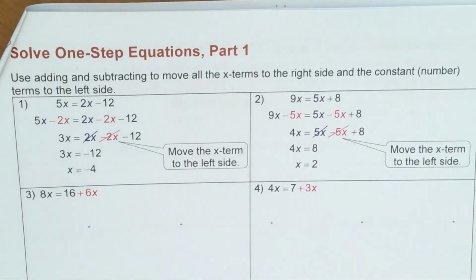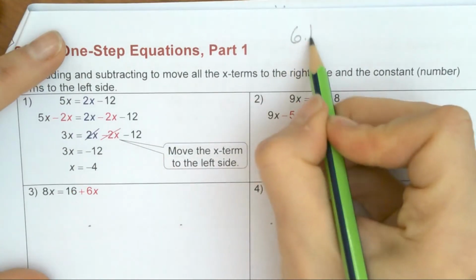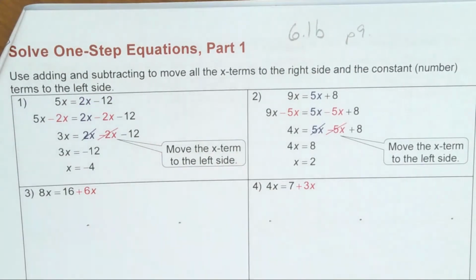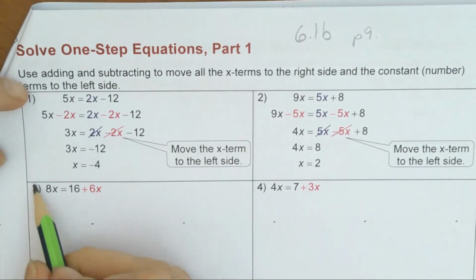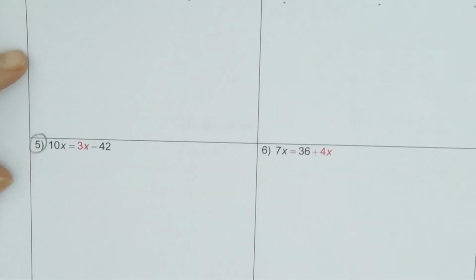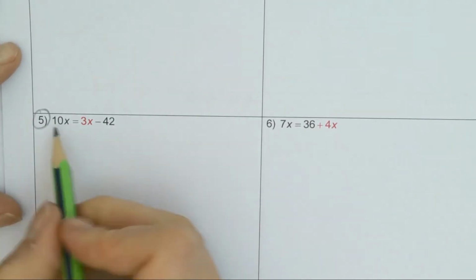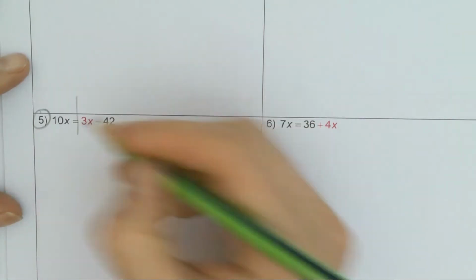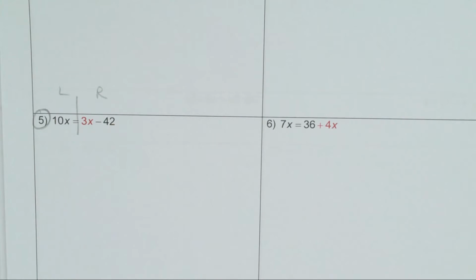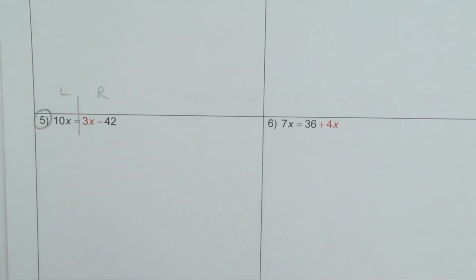Okay, so we're still in book 6.1b, page 9. Let's look at question 5. We cut it in half at the equal sign to find our left side and our right side. And we can see we've got x's on the left and the right.